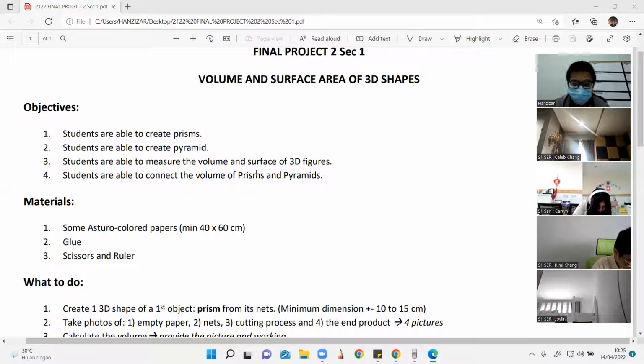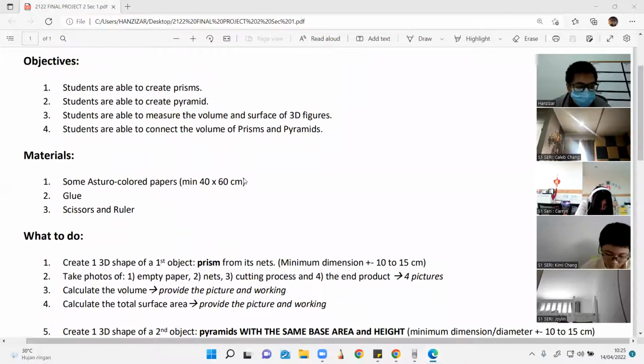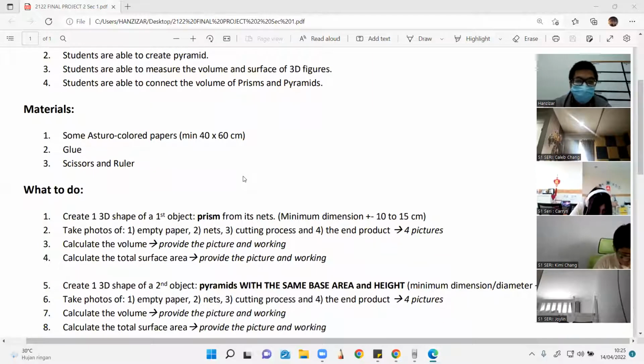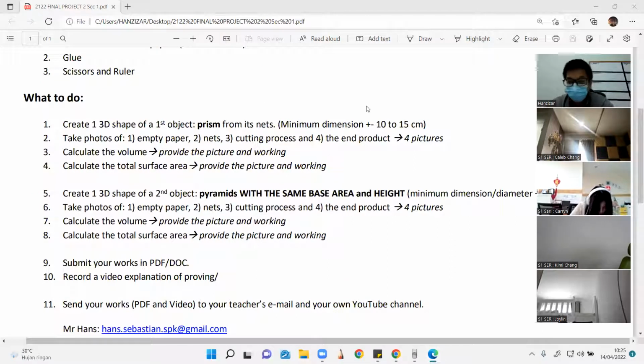What are those connections? What you need to prepare first is some Astro color paper. I advise you to buy more than 2 Astro papers in order to play safe. If you make a mistake on one Astro paper, you still have another, and one Astro paper is for one object. Why? Because the objects are supposed to be in different colors. Okay. And glue, scissors, ruler, and you put on the glue so you can stick between its parts.